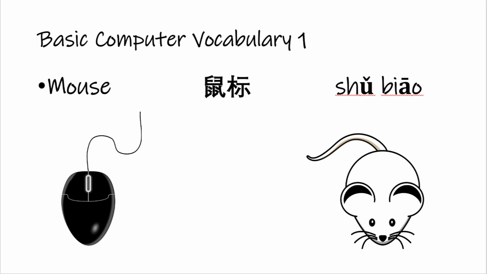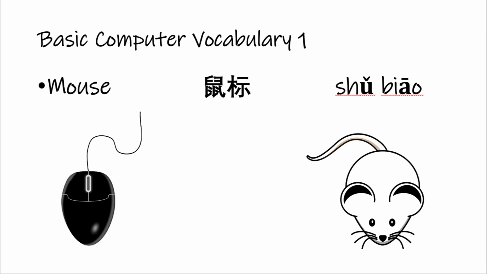Okay, so let's go over some really basic computer vocabulary. First of all, when we use computer, usually we have a mouse. A mouse is 鼠标. In English, a mouse is basically the animal of a mouse. So in Chinese, it's basically very similar.